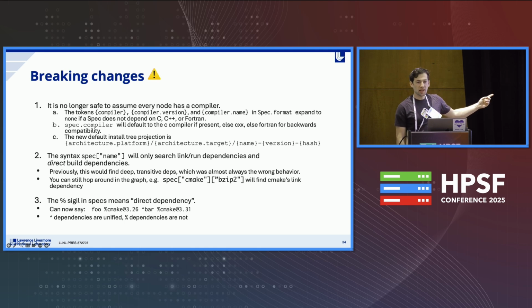And the percent sigil that we've always used for compiler now is going to have two meanings. One, it's going to mean direct dependency of any sort. And two, it's going to mean toolchains, and I'll talk about that later.